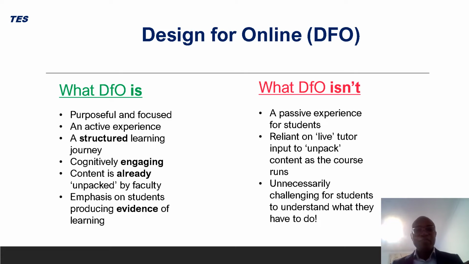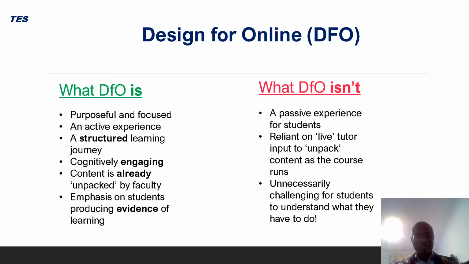Now, designing for online learning, what it is and what it is not. Designing for online learning should be purposeful and focused. It should not be general. And that means that when you are designing your learning outcomes, which we're going to look at later, they should be very focused. It should be an active experience, a very structured journey, cognitively engaging, with content unpacked into bits and pieces.